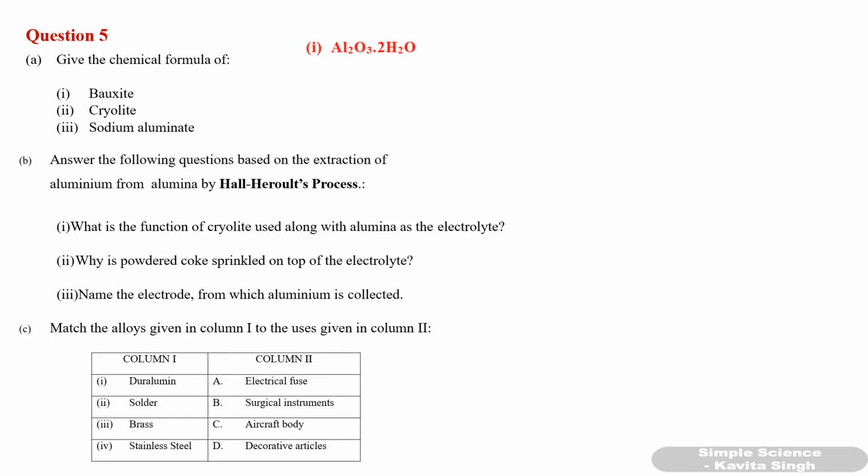So bauxite is Al2O3.2H2O. Cryolite is Na3AlF6. You have to remember the formula. And sodium aluminate is NaAlO2. Okay. Second part. Answer the following questions based on the extraction of aluminium from alumina by Hall-Heroult's process. Okay. Now, what is the function of cryolite used along with alumina as the electrolyte?